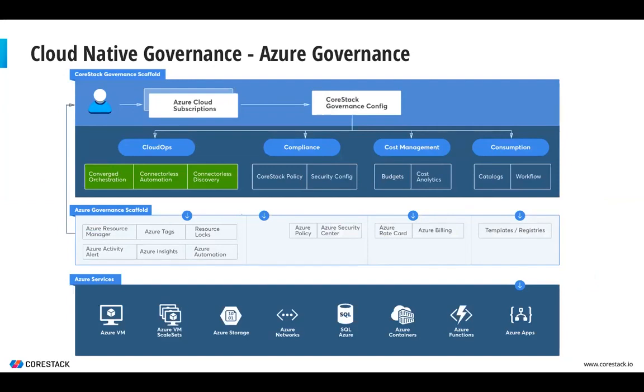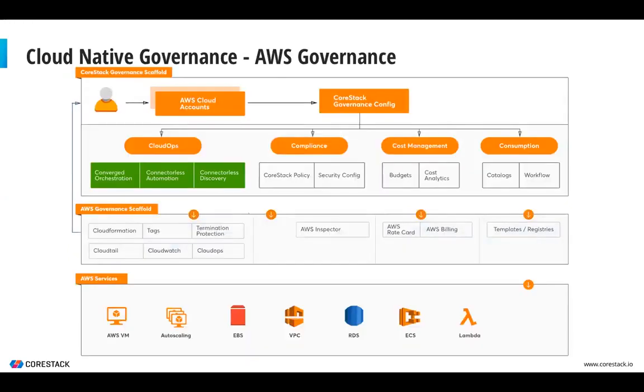And CoreStack basically solves this problem proactively using native services. In terms of Azure, it uses the Azure Governance Scaffold and Azure native services for proactively applying all the configuration required for services. And then the policy, which basically detects any violation that happens. So one is the proactive way of enforcing certain things and then checking the audit. So this is the way CoreStack helps in solving the compliance problem. And similarly for AWS, it follows AWS native services to provide governance.